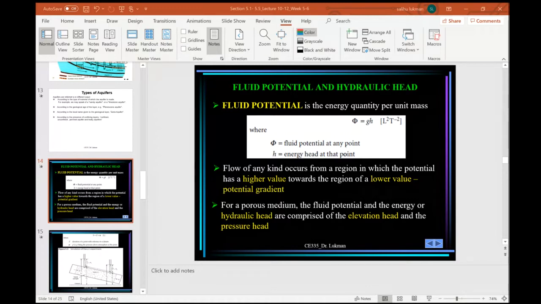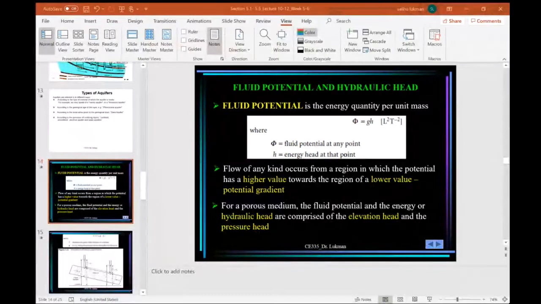Unit of what? Of fluid potential. Okay, we can get the unit. It can just be joule because it is per mass. So it's the energy per unit mass. Fluid potential at any point is the energy per unit mass. Energy is in joule, so it can be just joule per kilogram. That is energy per unit mass.